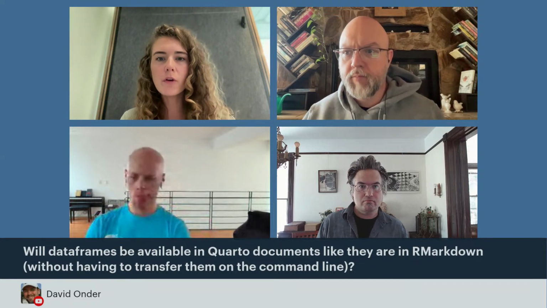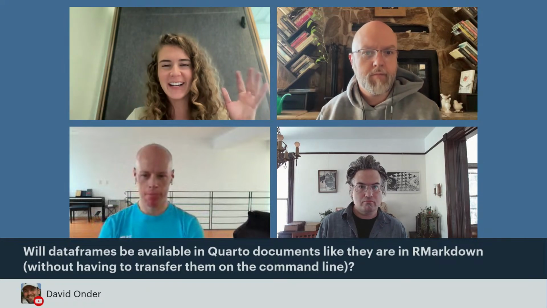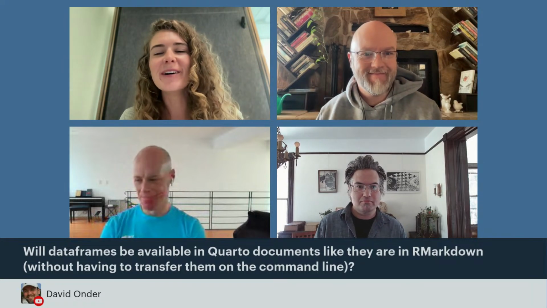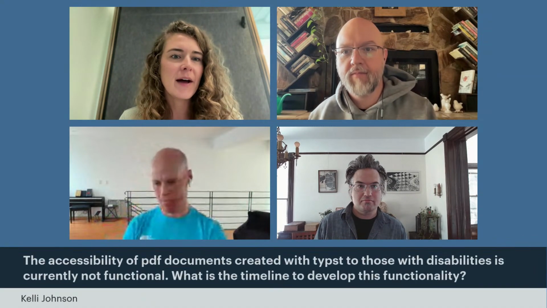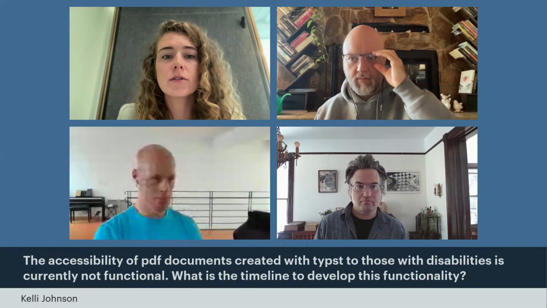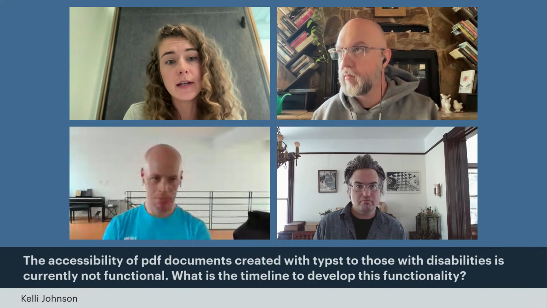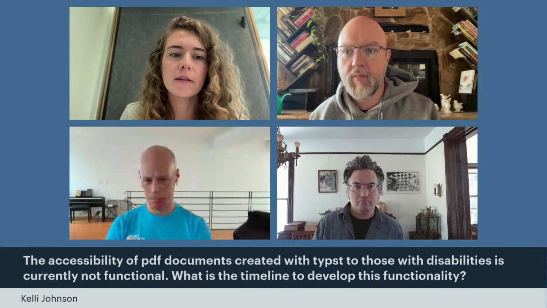So I want to pull over some questions. I've given a lot of ways to ask questions, and I'm trying to keep them all straight here. During the demo, I saw Kelly had asked: the accessibility of PDF documents created with Typst to those with disabilities is currently not functional. What is the timeline to develop this functionality?